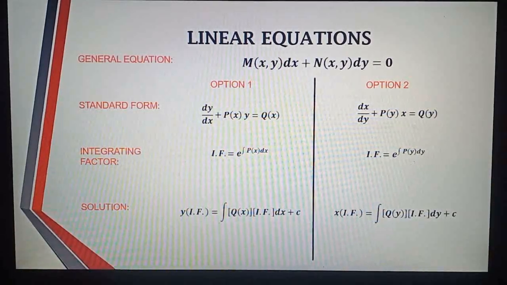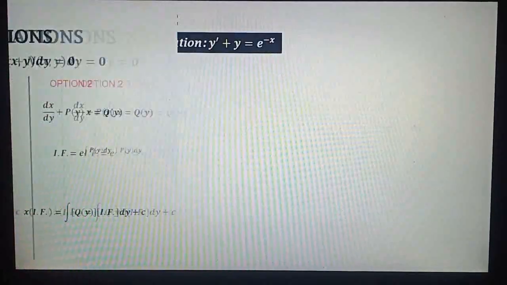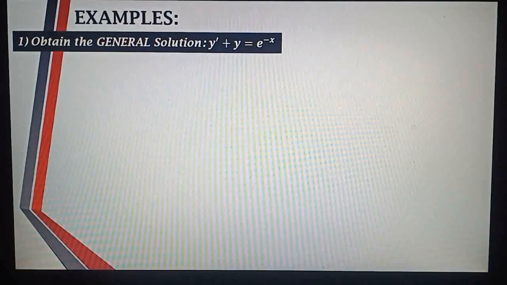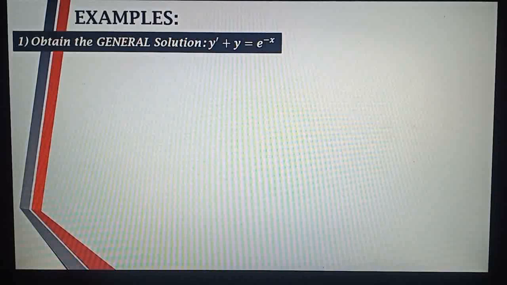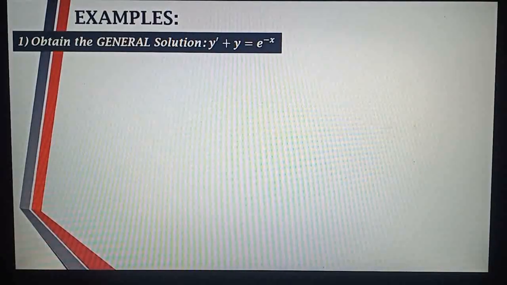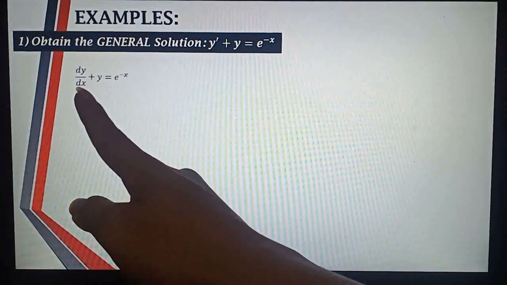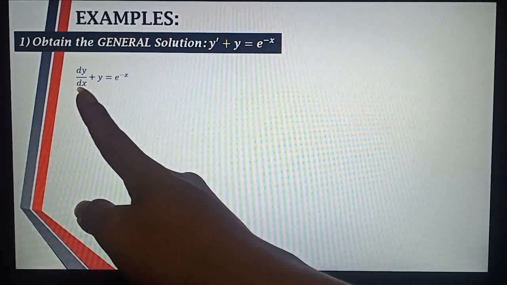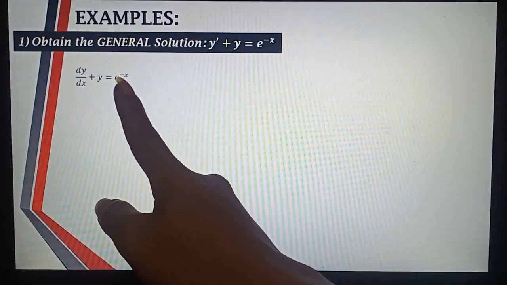So, para mas madaling intindihin, punta tayo ngayon sa example. So, let's say example number 1, we have to obtain the general solution of y prime plus y equals e raised to negative x. Now, we all know that y prime is equivalent to dy over dx. So, you will have dy over dx plus y equals e raised to negative x.